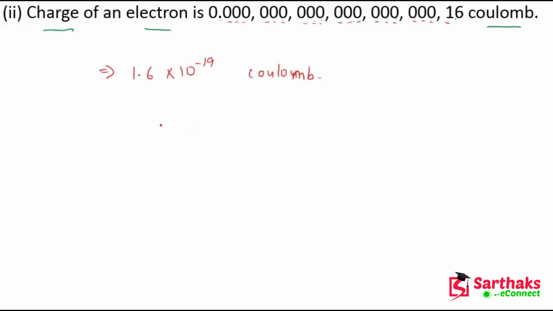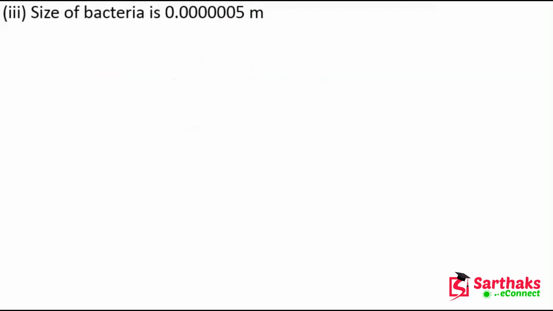Understand? Got it? Yes. Now next is, size of bacteria is 0.0000005 meter. So now if we convert it into the standard form, how many digits after the decimal are there? 1, 2, 3, 4, 5, 6, 7. So we can write 5.0 into 10 raised to power, what is it? Yes, we can write 10 raised to power minus 7 meter. This is the answer of this part.